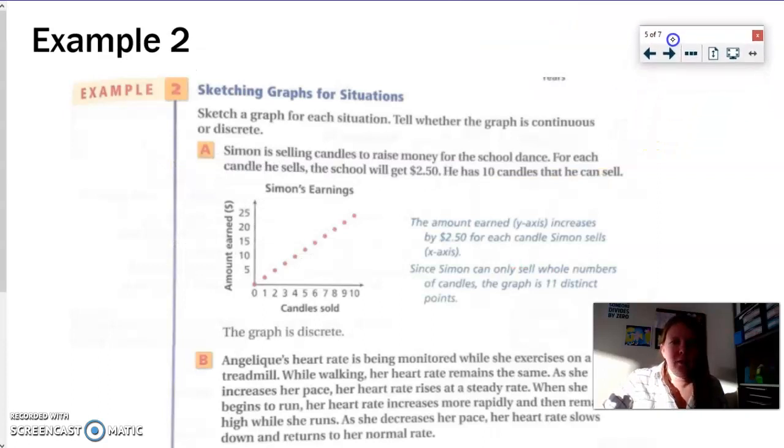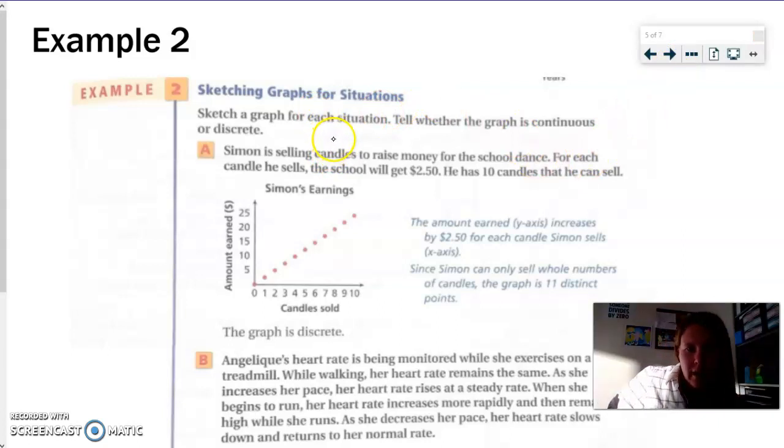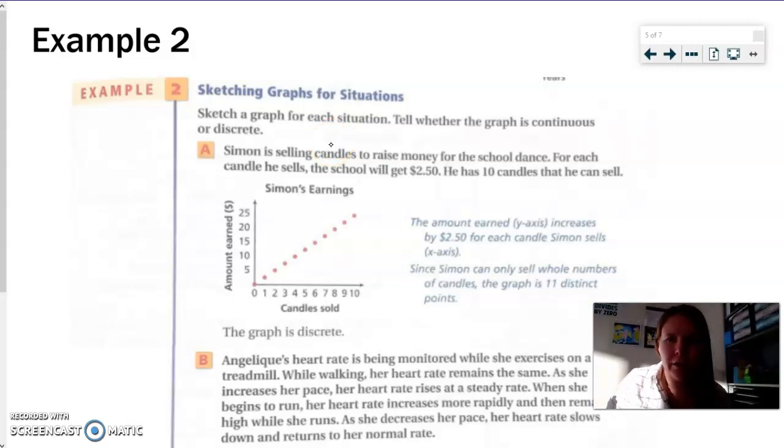So let's take a look at some distinct graphs. This one says sketching graphs from a situation. A lot of these also already have the answers in here, and that's okay. A lot of it is more so talking through it and understanding what's going on in these problems. It says sketch a graph for each situation. Tell whether the graph is continuous or discrete. So this first situation says Simon is selling candles to raise money for the school dance. For each candle he sells, the school will get $2.50. He has 10 candles that he can sell.